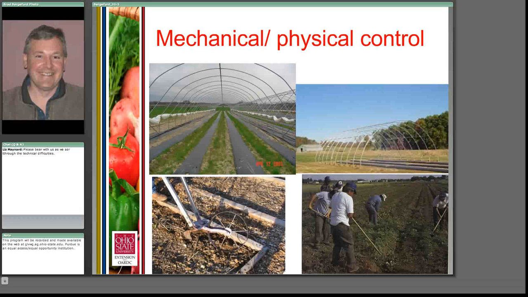The picture on the top right, that's one where we have a blackberry planting in a tunnel here, and that blackberry planting is on landscape fabric. So that's another way that we can form a barrier to help reduce the weed growth and the weed population in that row.